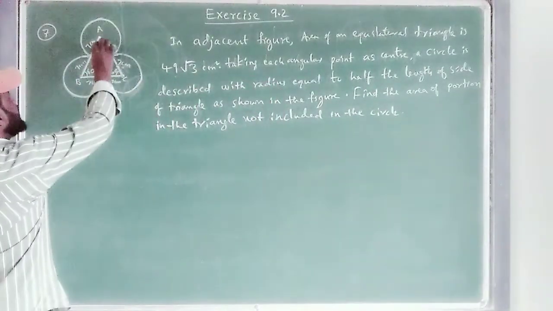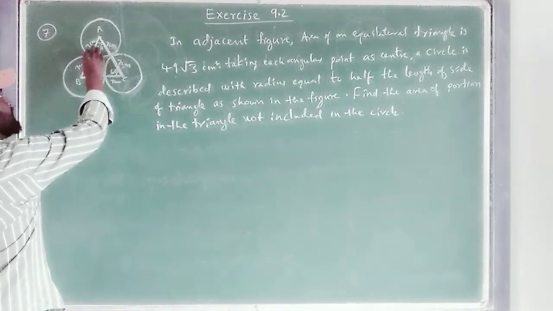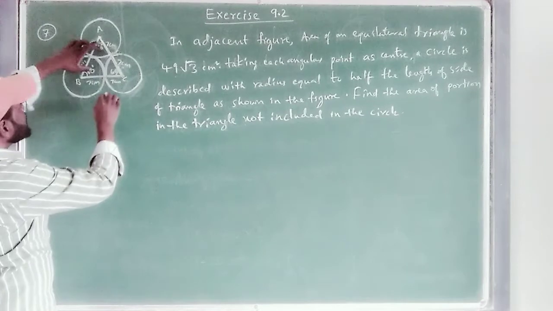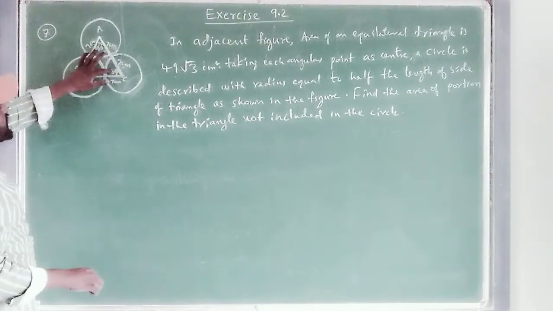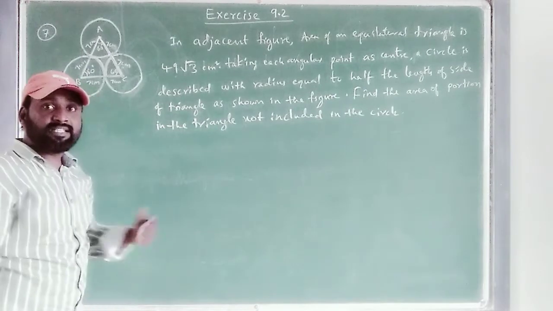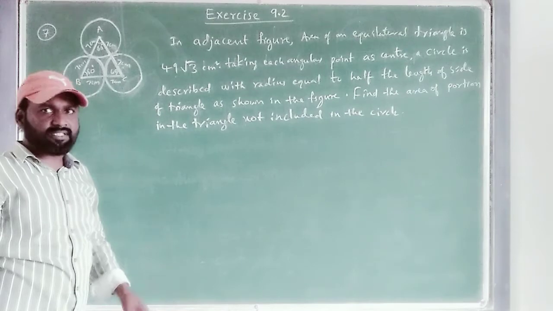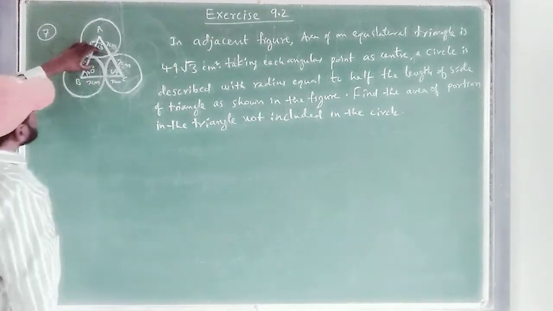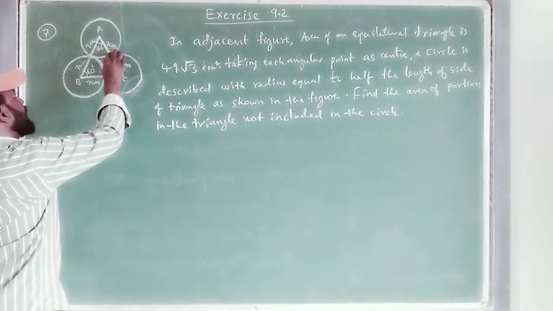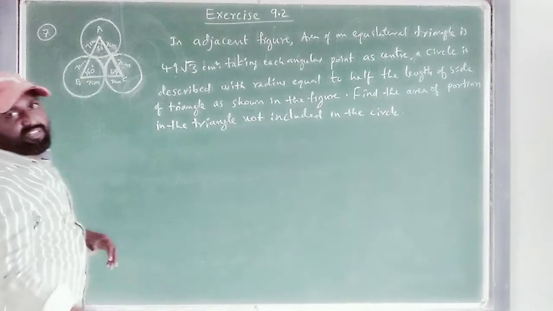What is that? This total portion is in the triangle, but in the triangle, there is this part, this part and this part. These are the three portions where the 60 degrees angle is written. So why is 60 degrees written here? Since it is an equilateral triangle, all three angles are equal. Each angle is 60 degrees. So these sectors 1, 2, 3 are sectors of the circle whose angle is 60 degrees. These 3 sectors we should remove from the triangle.